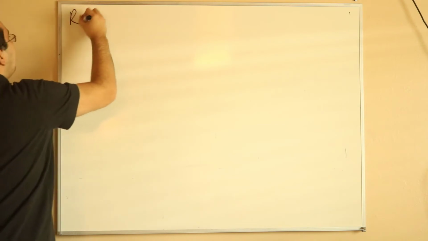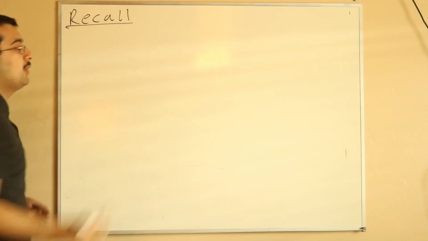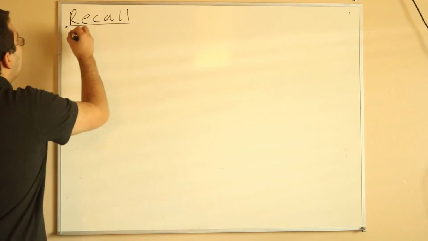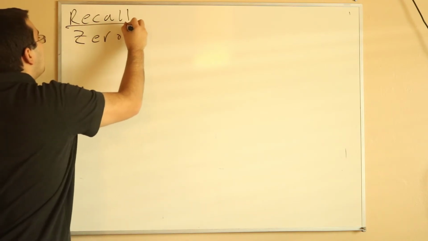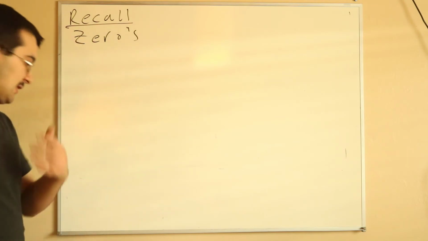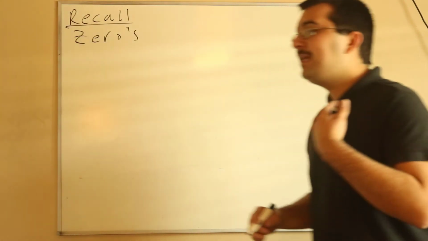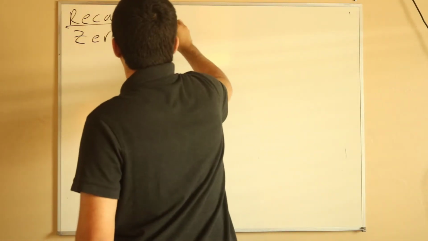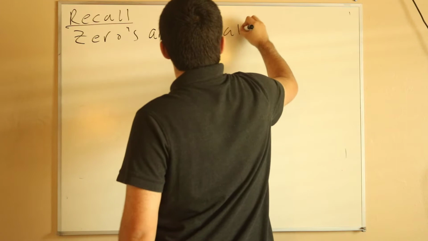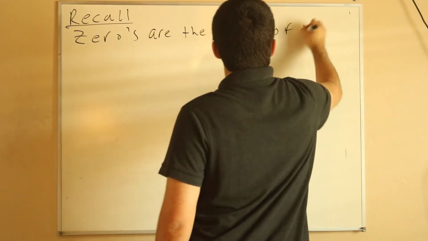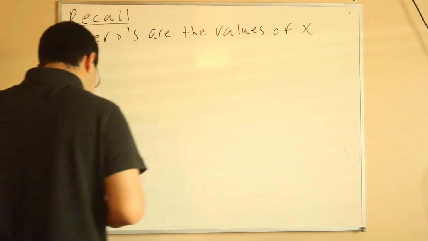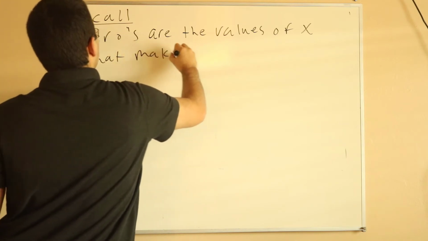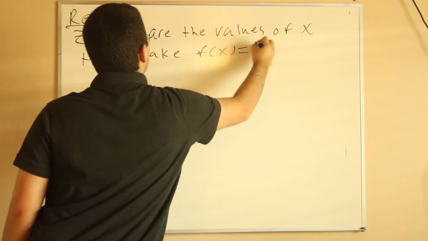So, as a quick recall, let's make sure we all are familiar with what I mean by zeros. I'm pretty sure I've mentioned it before, but just in case I haven't, let's go ahead and restate it. When I say the word zeros, what I mean, at least in terms of our math class, is that zeros are the values of x that make f of x equal 0.